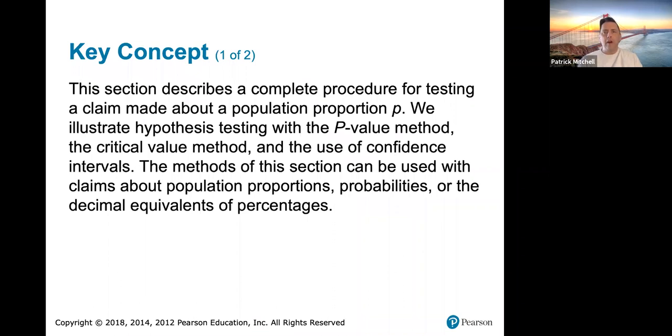This section describes a complete procedure for testing a claim made about a population proportion p. We illustrate hypothesis testing with the p-value method, the critical value method, and the use of confidence intervals. The methods of this section can be used with claims about population proportions, probabilities, or the decimal equivalents of percentages. So basically any kind of proportion.